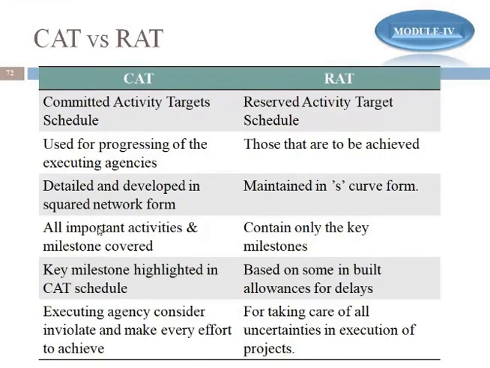Detail and develop in the square network form, maintain in S curve form. So this is somehow the presentation of the CAT and RAT. All the important activities and milestones are covered. Now in this CAT, committed activity target, we are including all the important activities and the milestones. We include all the activities, A, B, C, D, E, F, G, H, whatever the activity is, and we include the milestones as well.